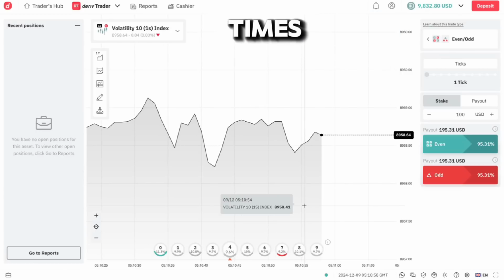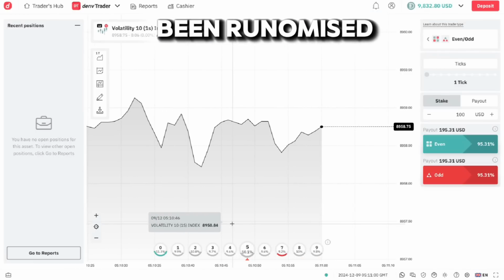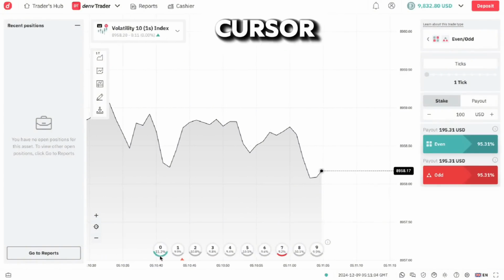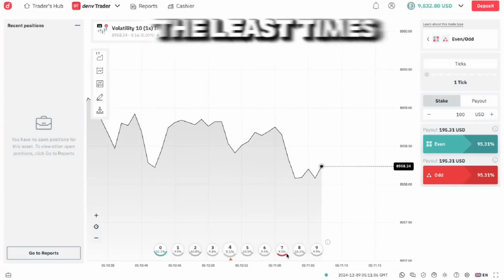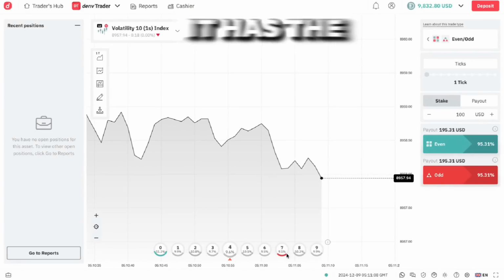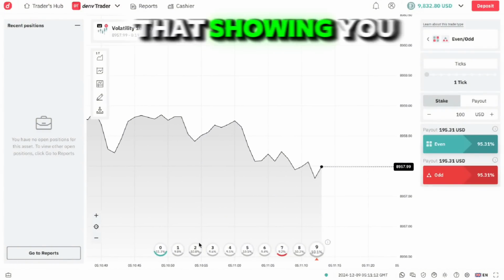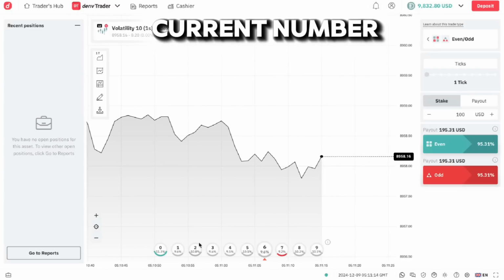For 1,000 times that these numbers have been randomized, 0 has appeared the most times, that's why it has the green cursor. 7 has appeared the least times, that is why it has the red cursor. And then this moving thing is just a ticker that is showing you what is the current number.